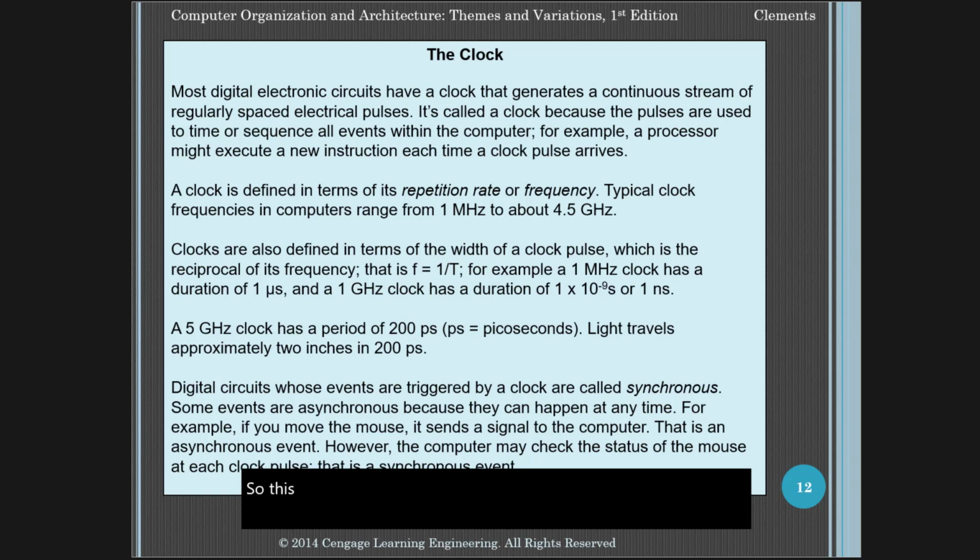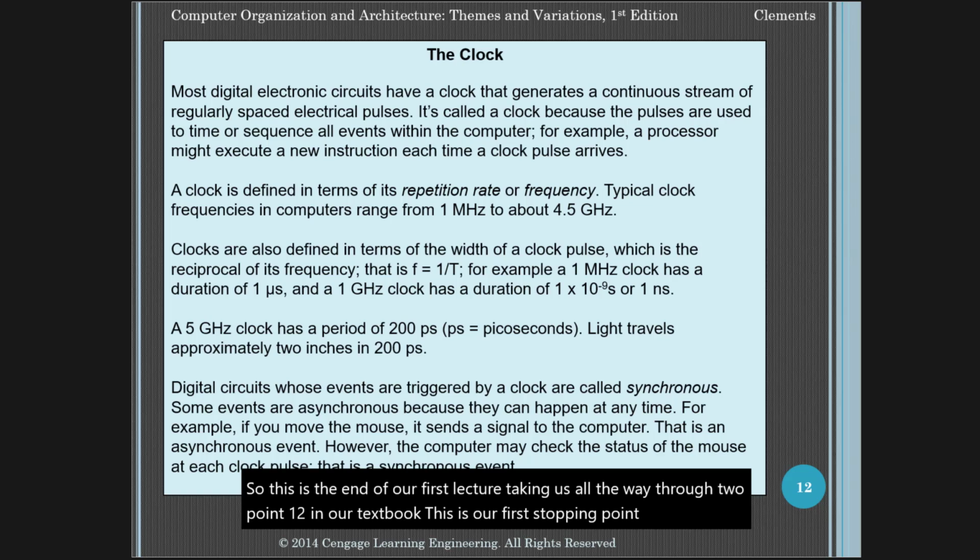This is the end of our first lecture, taking us all the way through to 1.2 in our textbook. This is our first stopping point for the Chapter 1 lecture, and we will resume with Architecture and Organization, Section 1.2, page 14 in the next video.